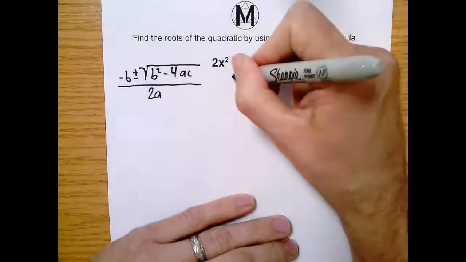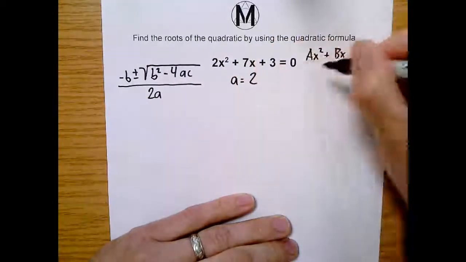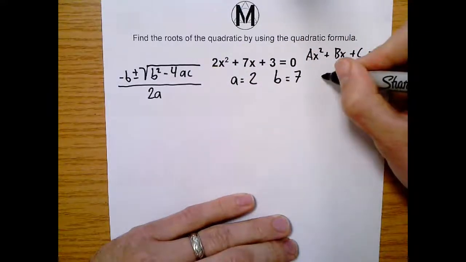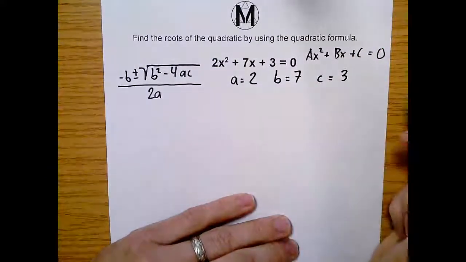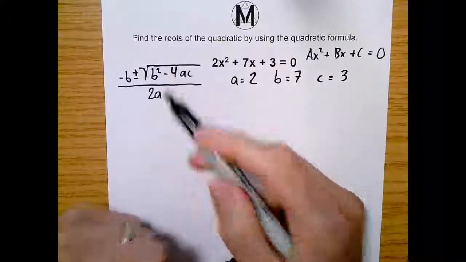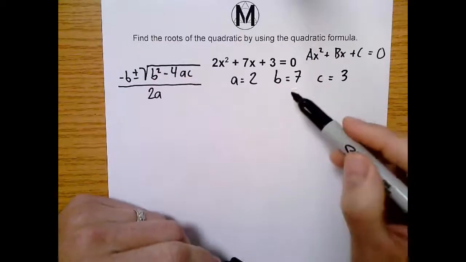So here's my a, b, and c. I'm actually going to write this down. My a value is 2, my b value is 7, and my c value is 3. So I have a, b, and c. All I have to do now is take these values and plug them in, and be careful while I do my calculations to make sure I don't make a mistake. So let's plug it in.